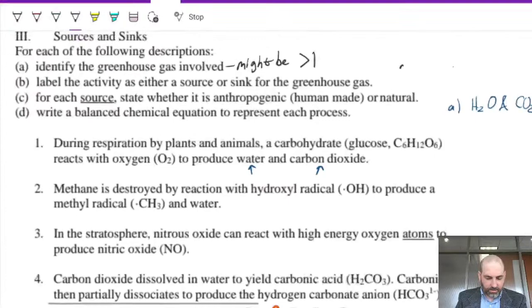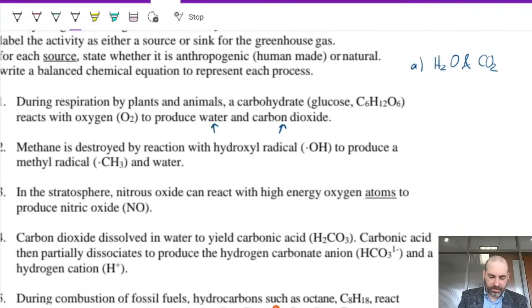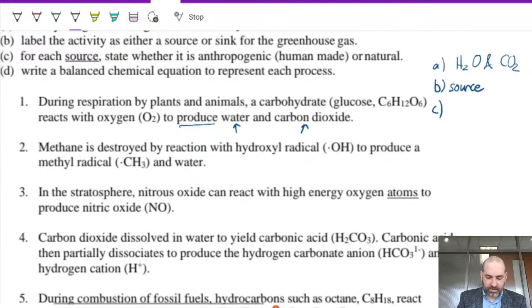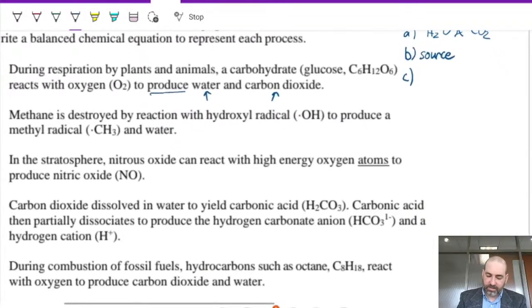All right. So number 2, is this a source or sink of these greenhouse gases? So we have to think about what's going on. The carbohydrate reacts with oxygen, so those are the things that we start with, and then we produce water and carbon dioxide. So if it's producing the greenhouse gases, then that is a source of the greenhouse gases. It's producing them from something else. Okay, is this anthropogenic or natural? I would say this is natural because all plants and animals are doing this whether or not humans are involved. Humans also do this, by the way, but I think we can say it's overall natural.